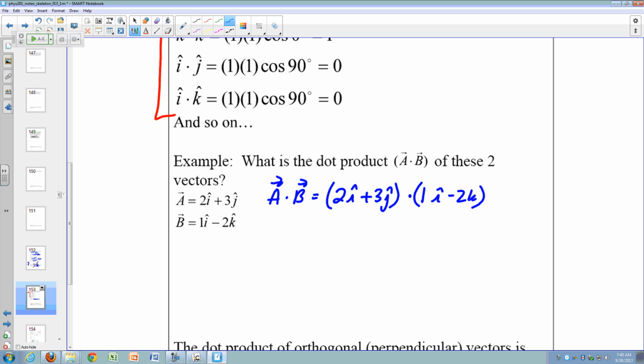Why don't y'all try that out? What you're going to do is just multiply it out using FOIL, first, outer, inner, last. And on each of those, for example with the first, you'll get 2 times 1, I dot I. And since I dot I is equal to 1, then that first term is just equal to 2. And then you do your outer, your inner, and your last. But then some of those cancel out.